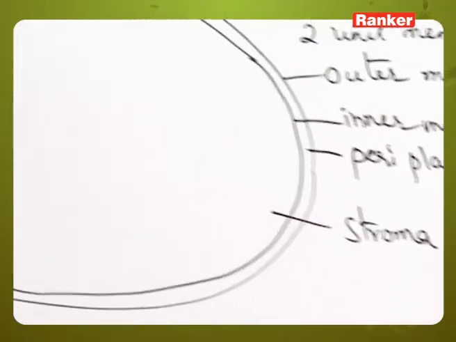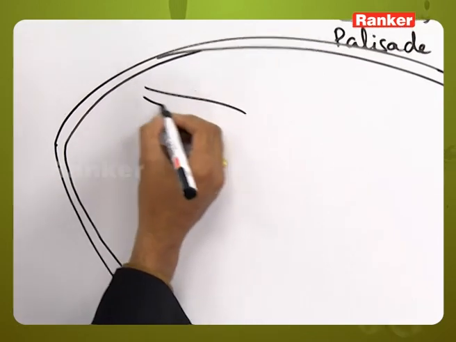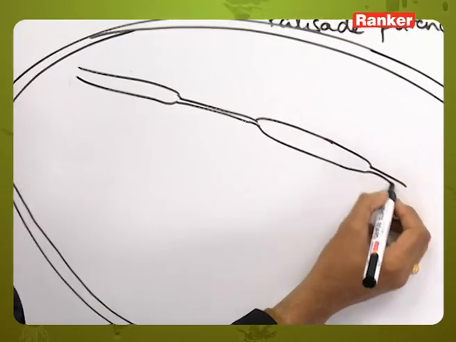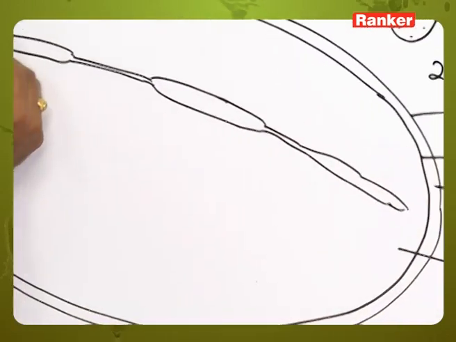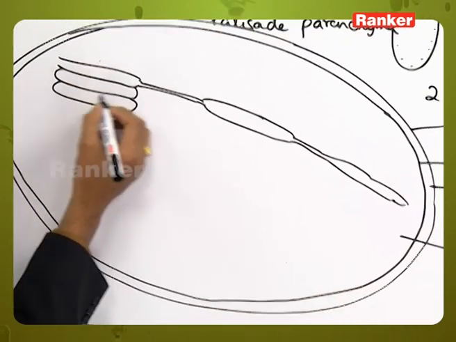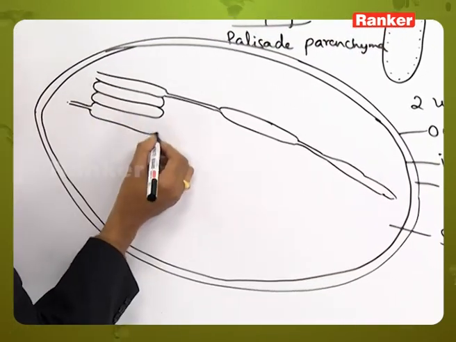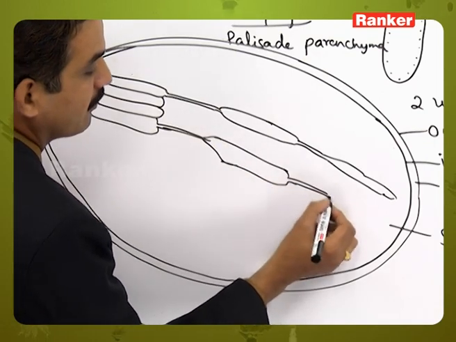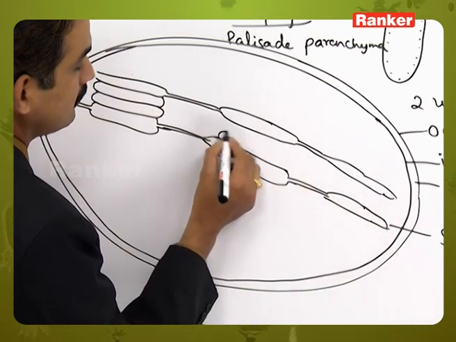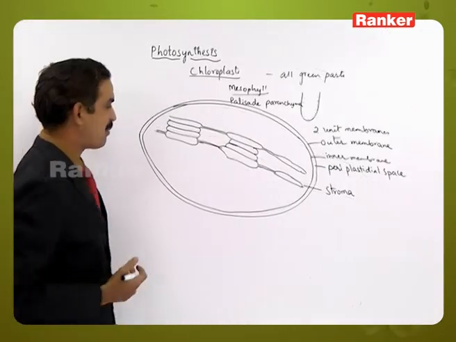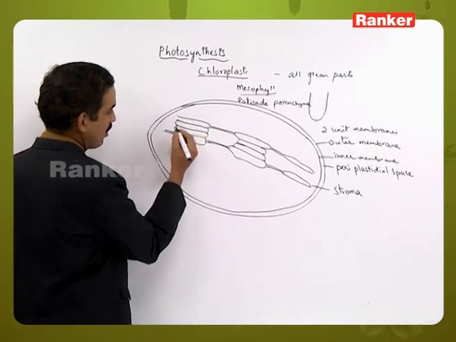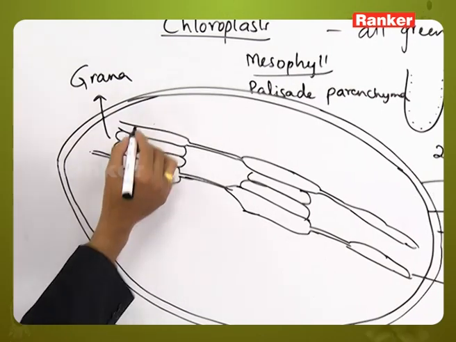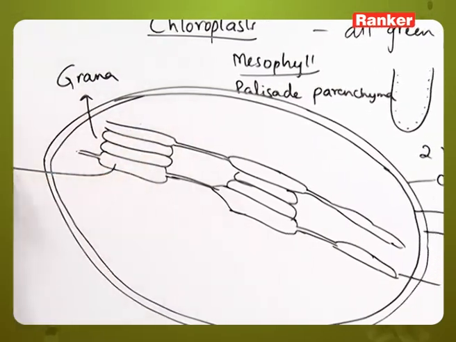Inside that stroma, here and there, we can see some membranous structures. These membranous structures are called thylakoids. They are in the form of groups or piles of coins. This entire stack of thylakoids we call grana, and the thylakoids present in the grana are called grana thylakoids.